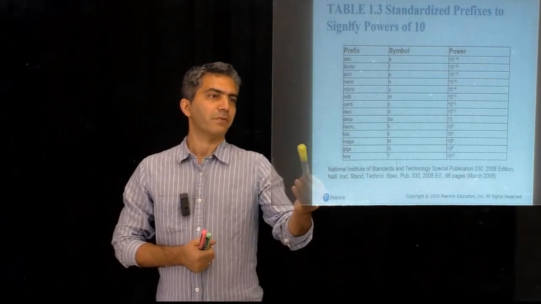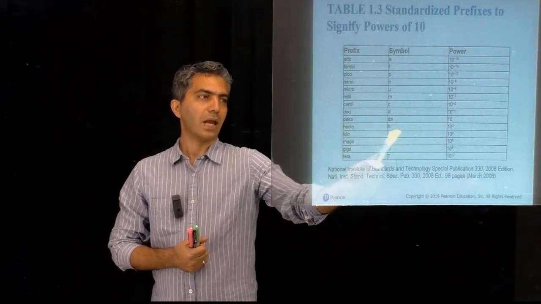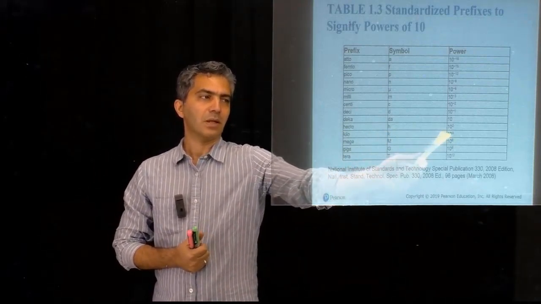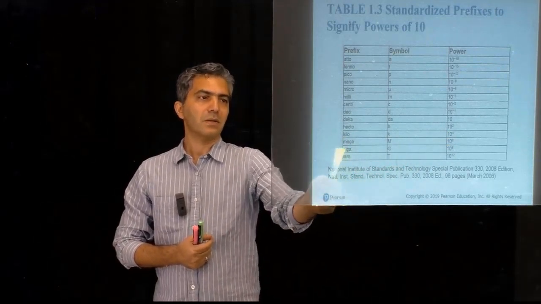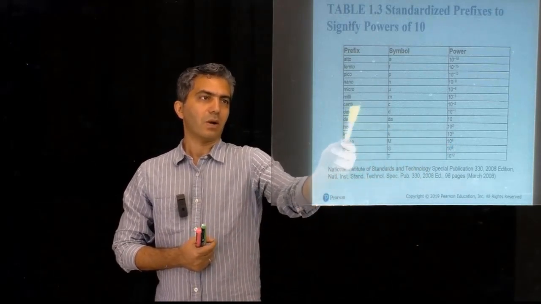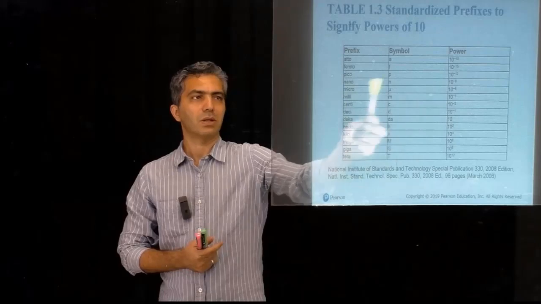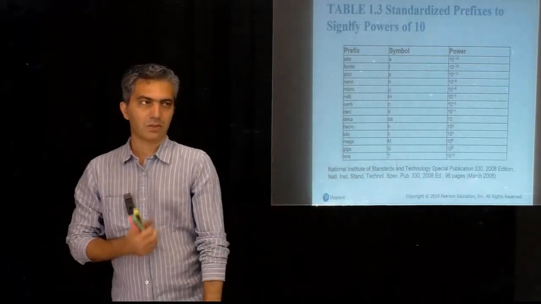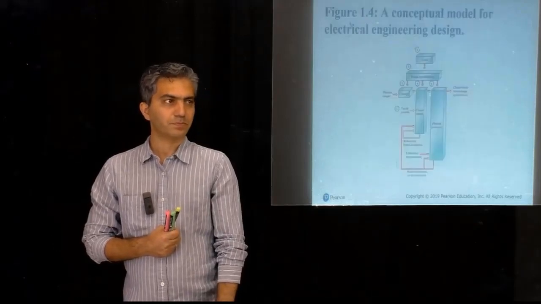A couple of examples that are important. Kilo, symbol K, is 10 to the power of 3. Mega is 10 to the power of 6. Giga is 10 to the power of 9. And then the other way around, milli is 10 to the minus 3. Micro is 10 to the minus 6. And nano is 10 to the minus 9. These are the more common prefixes that we use.